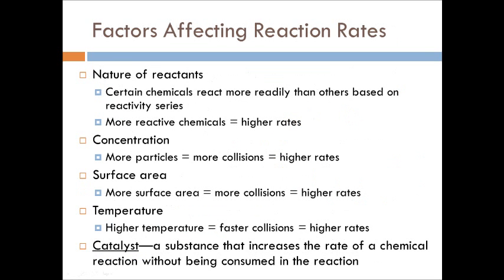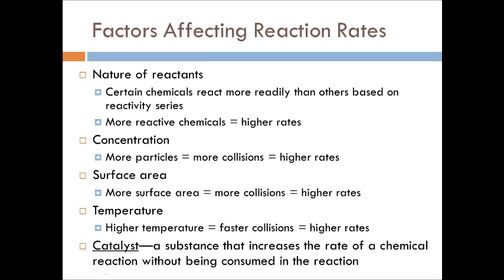Now, how can we affect the rate of the reaction? A couple of ways. One, the nature of the reactant. What type of chemical is it made up of? Certain chemicals are more reactive, so a more reactive chemical gives you a higher rate. The opposite of that is noble gases. Noble gases don't like to react, so they have a really low reaction rate. Concentration is another factor. The more particles you have, the more collisions you can have, and therefore more reactions, so a higher rate.